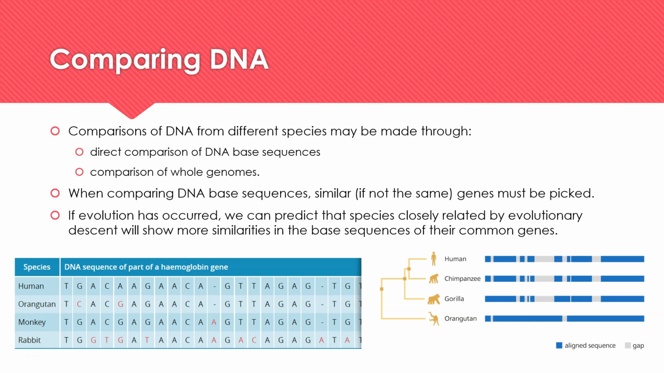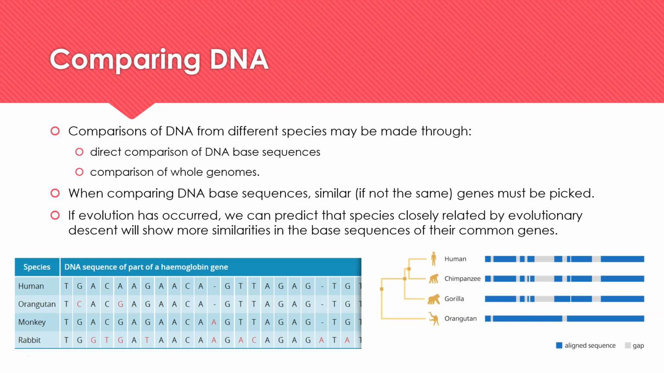If you are going to compare DNA-based sequences, it's really important that you pick similar, if not the same, genes to do that with. If you're picking different genes, of course, you're going to get lots of differences. It's going to invalidate your results. And if evolution has occurred, when we look at our results, we can work out and predict who is most closely related to who based on the similarities and differences. The more similarities, the more closely related they are going to be.